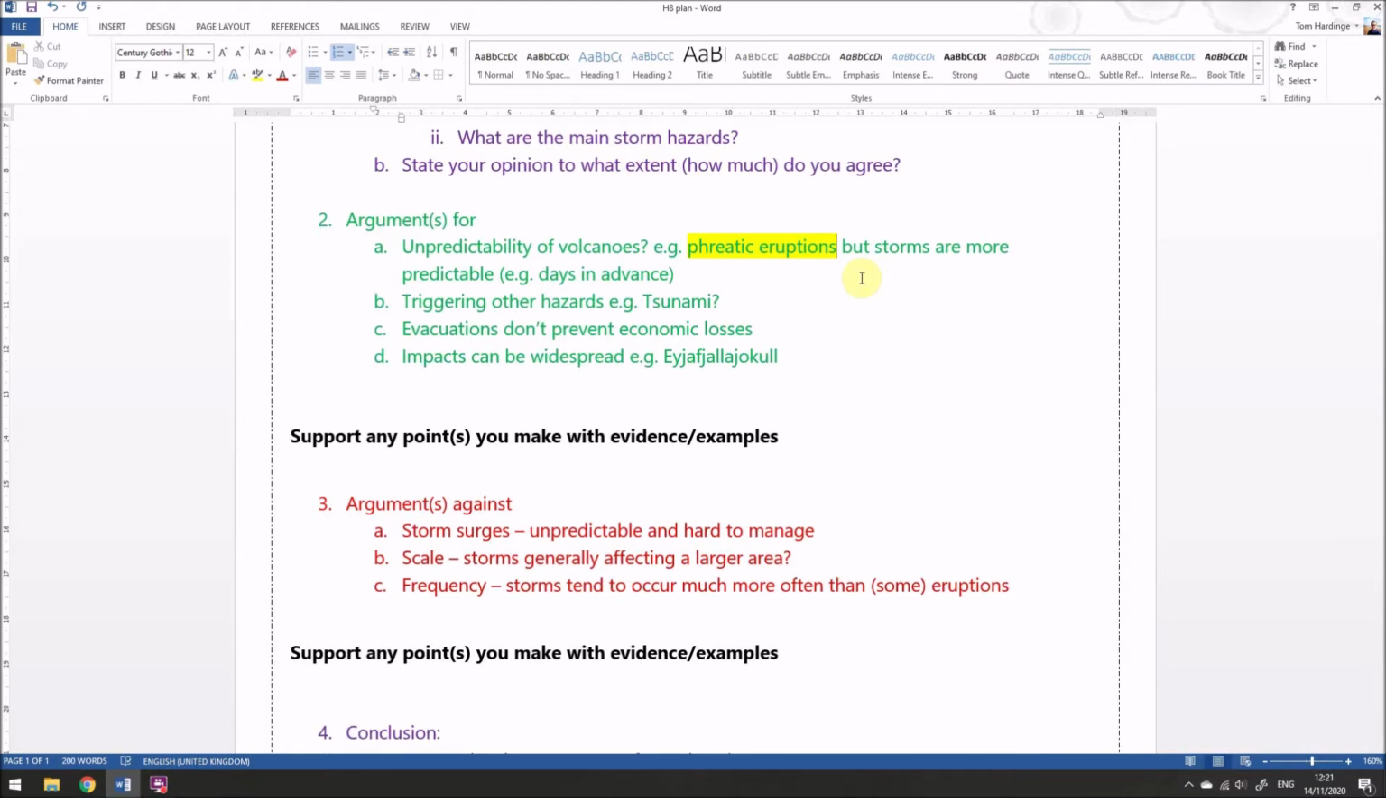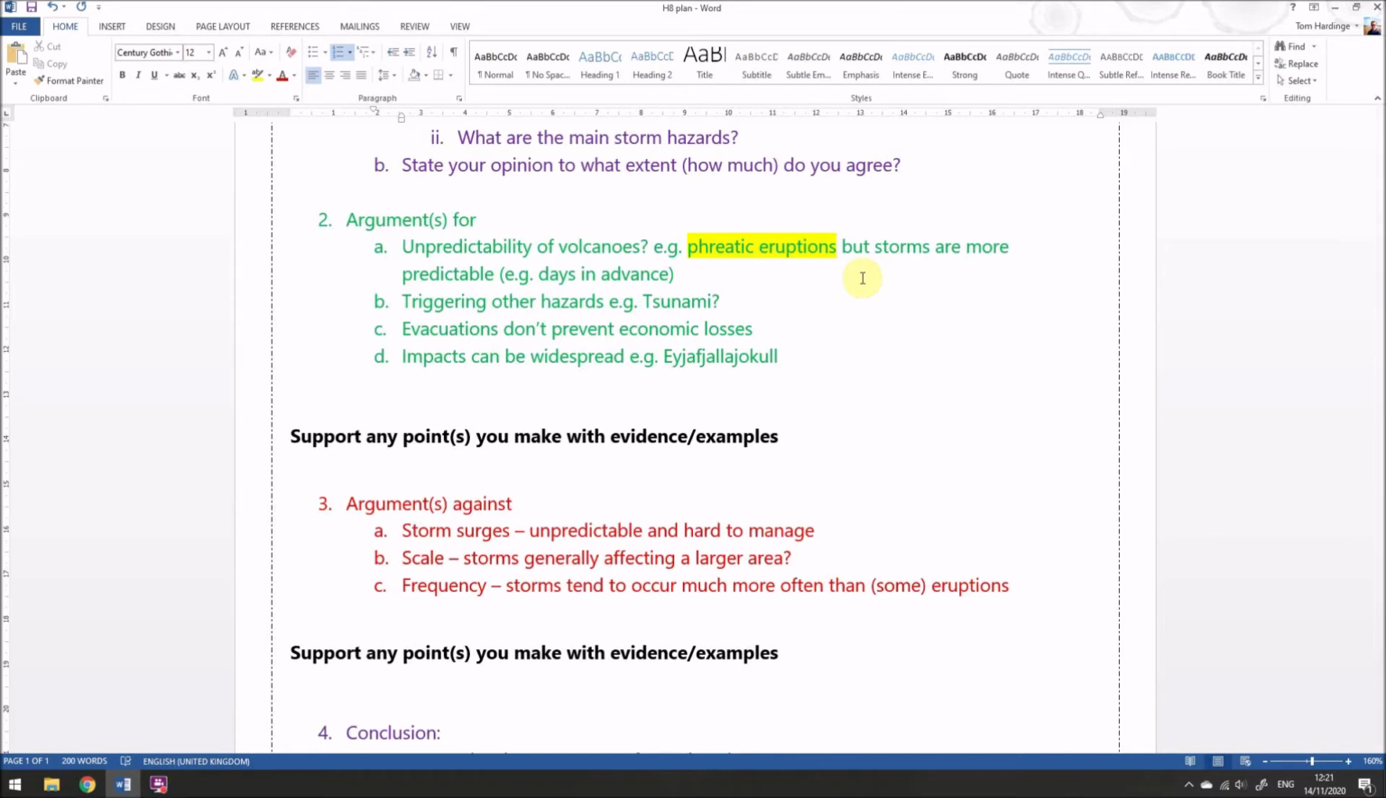We could think about how volcanic hazards can trigger other hazards. So tsunami, for example, can be triggered by the explosive eruption or triggered by a landslide associated with volcanic activity. Some good examples of that recently in Indonesia that you might want to draw upon.